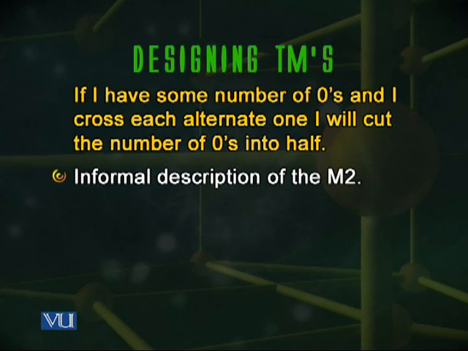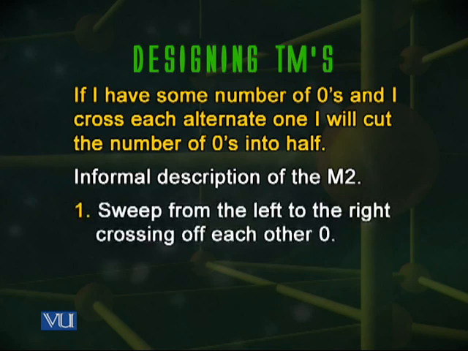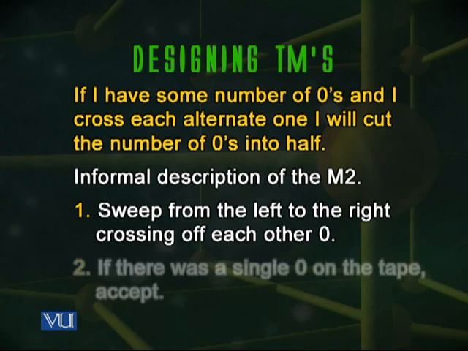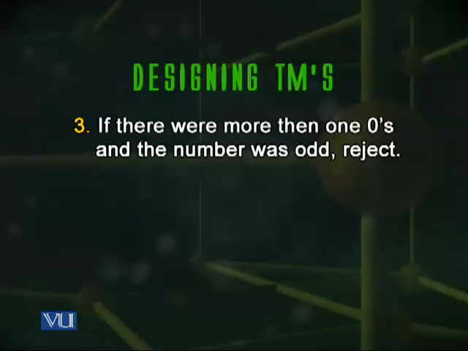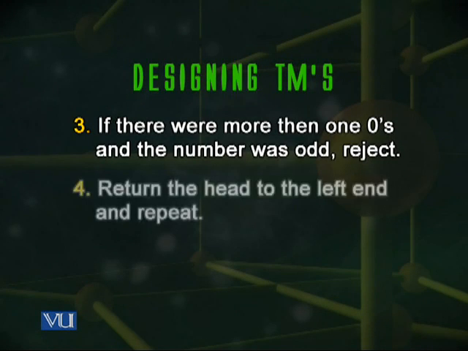So let us first describe this Turing machine M2 informally. The idea is this: the Turing machine will sweep from the left to the right through its input, and it will try to cross off every other zero that it encounters. Now, if there is a single zero on the tape, the Turing machine will accept. If there were more than one zero and the number of zeros was odd, then the Turing machine will reject. And otherwise, the Turing machine will return its head to the leftmost end and repeat this process.